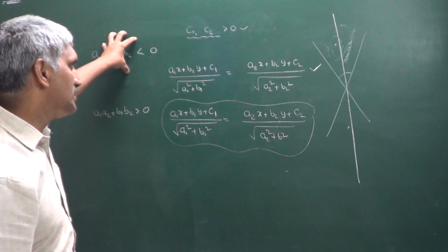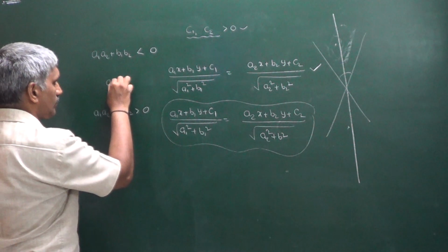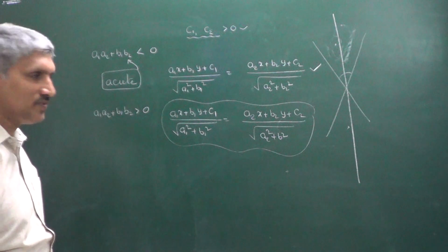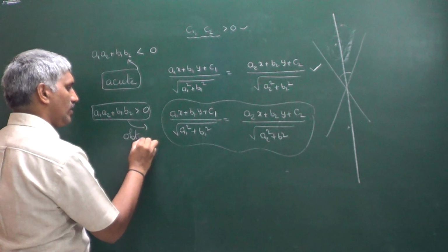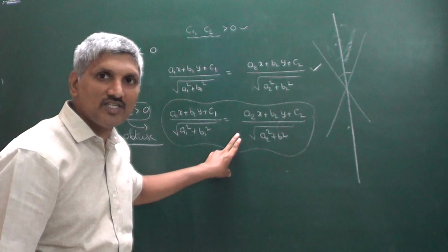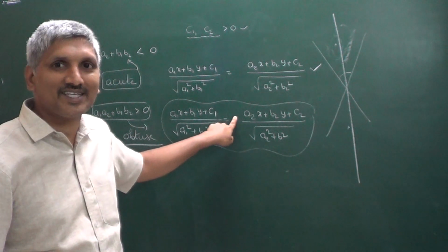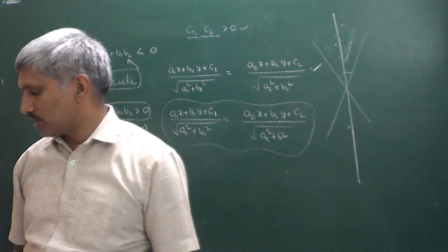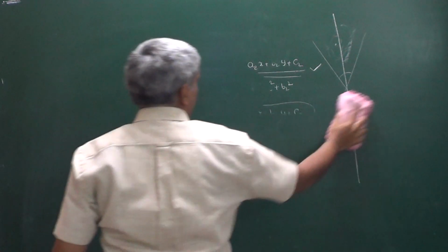Observe here, less than 0 means this is the acute angle bisector containing origin. Whereas when it is greater than 0, this is the obtuse angle bisector containing origin. Whenever the plus sign is the obtuse angle bisector containing origin, what about the next one? The minus sign represents the acute angle bisector, right? So that is the discussion regarding acute angle bisector and obtuse angle bisector.